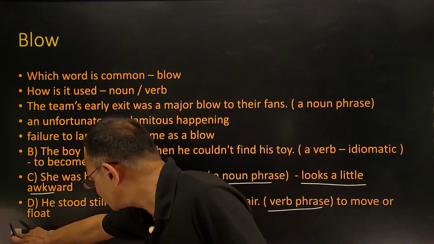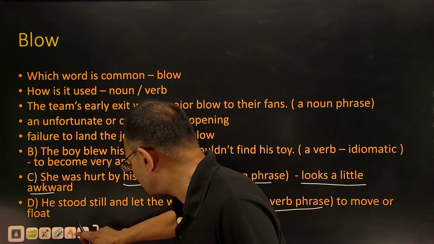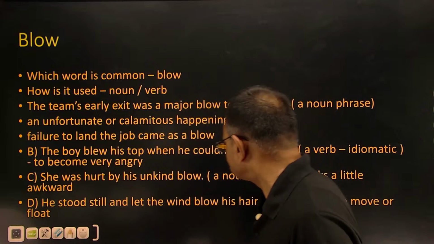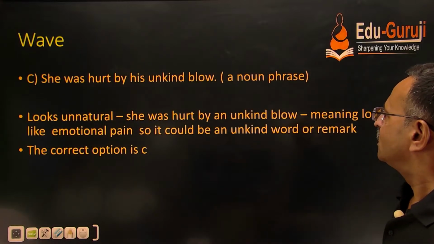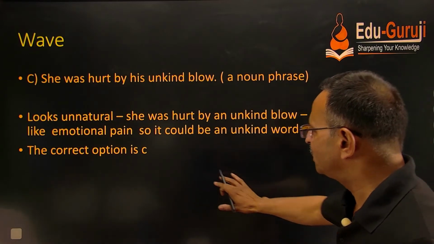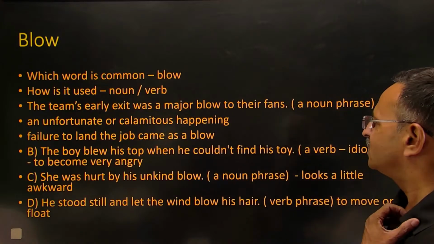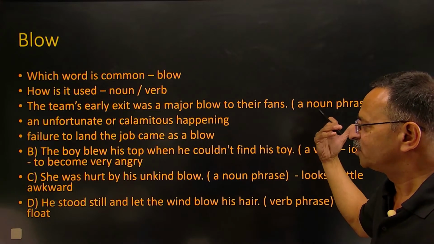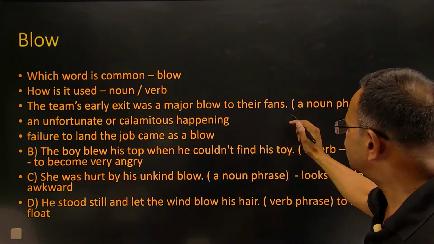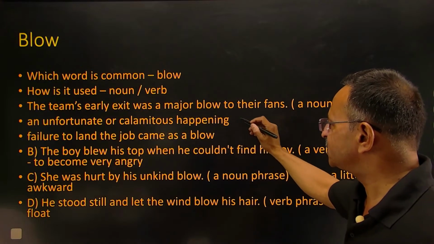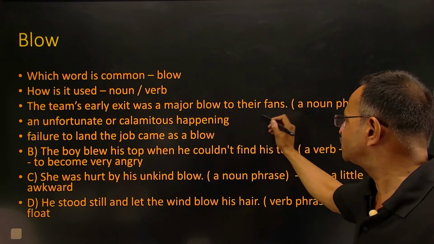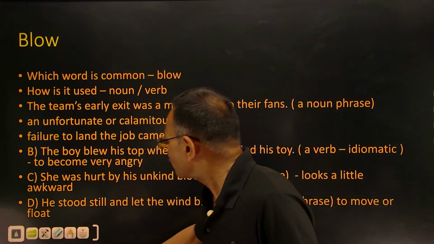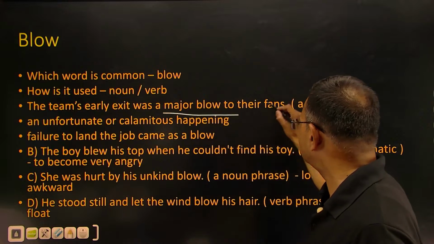Let's see which one would be the best one. So what would you think would be the correct one? So this looks quite okay: the team's early exit was a major blow. So it was an unfortunate thing. It was a major blow to them. So this is quite nice. Okay, fine.